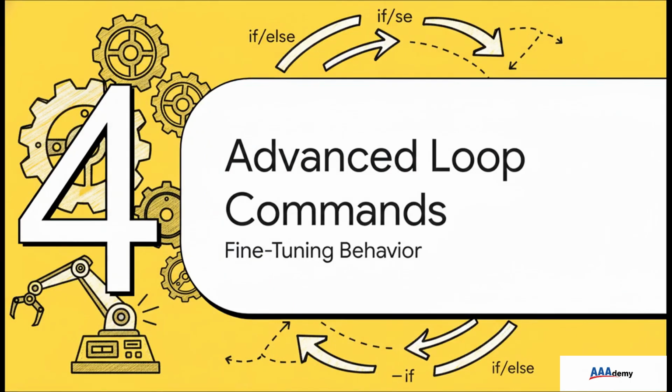All right, let's get into the pro moves. Sometimes just running a loop from start to finish isn't quite enough. We need to be able to tell our robot how to handle special cases or exceptions inside the loop. And that's where control statements like break and continue come in. They let us fine-tune the loop's behavior right in the middle of its run.